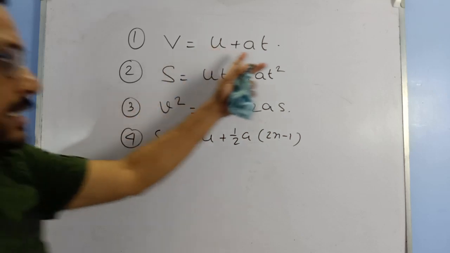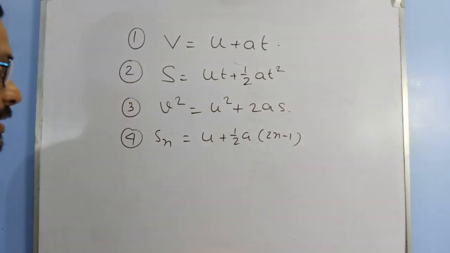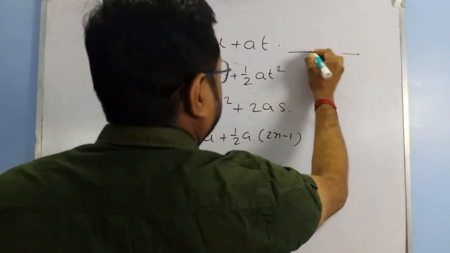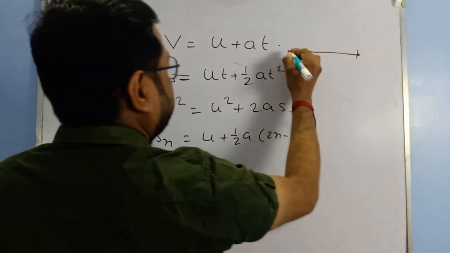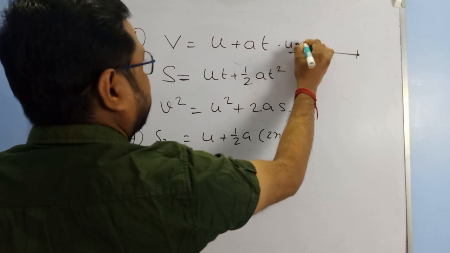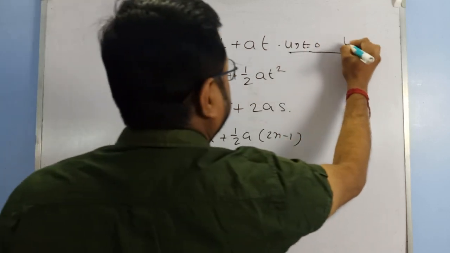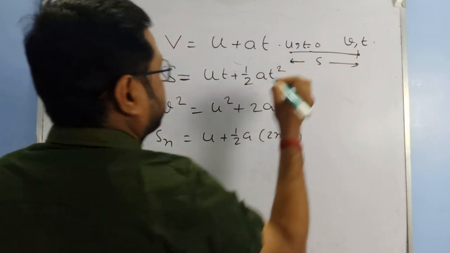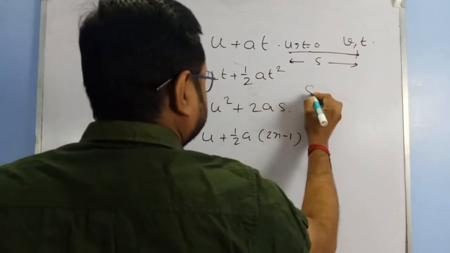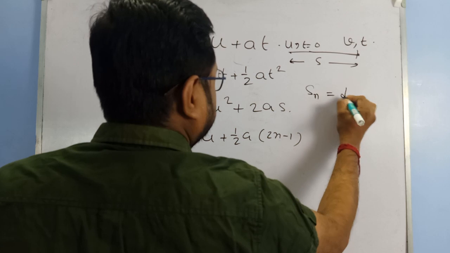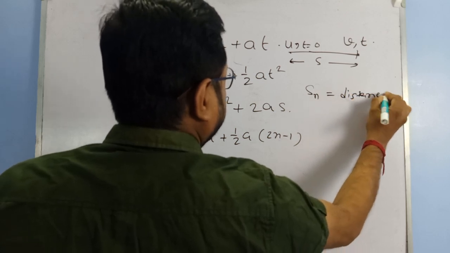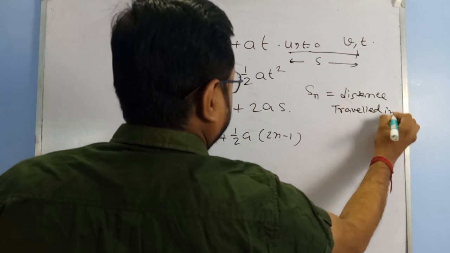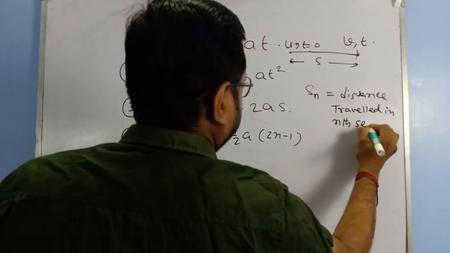Now what do these equations mean? You know that v is the velocity after time t, u is the initial velocity at time t equal to 0, s is the total distance, and Sn is the distance travelled in the nth second.